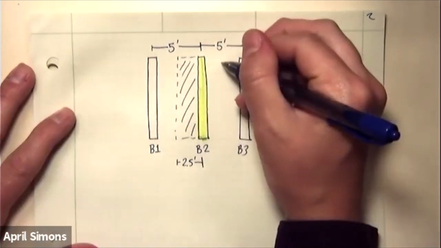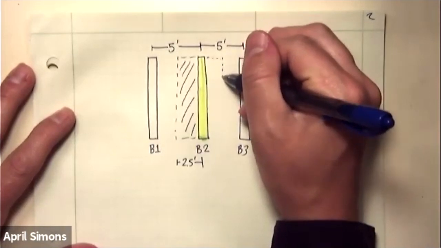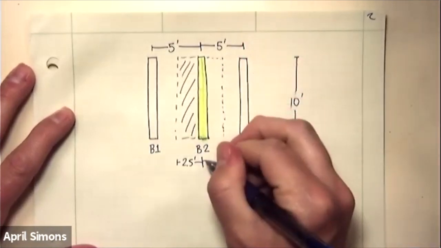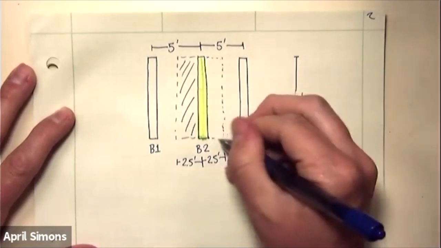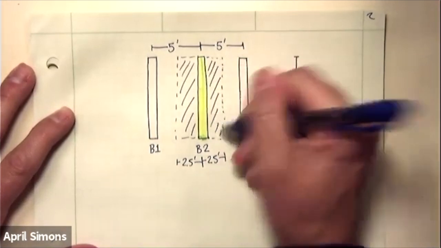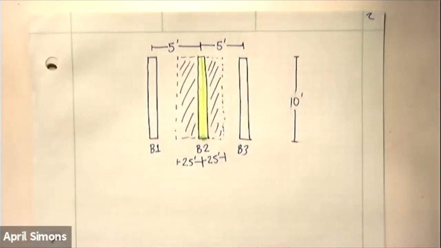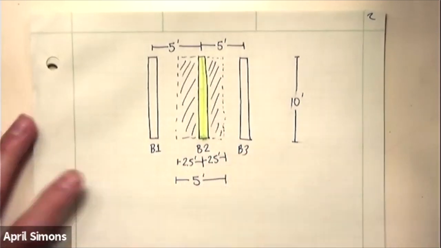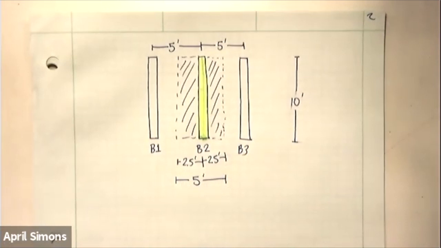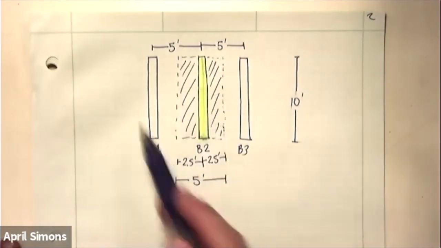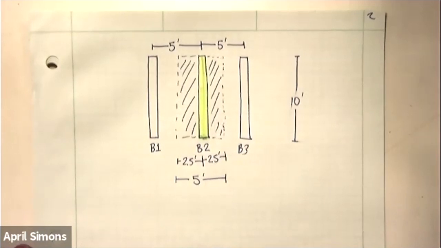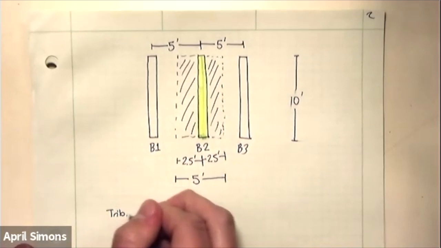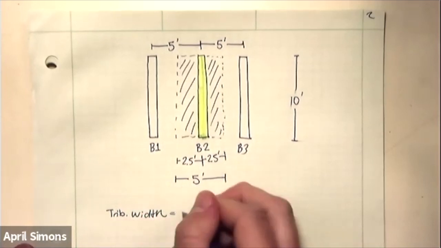And also between B2 and B3, we want to go halfway there. Okay, so another 2.5 feet here would give us our tributary width between B2 and B3. So our tributary width for B2 extends 2.5 feet to the left and 2.5 feet to the right in this plan view. So that's a tributary width of 5 feet here. Okay, so if we look at B2, our tributary width is 5 feet.